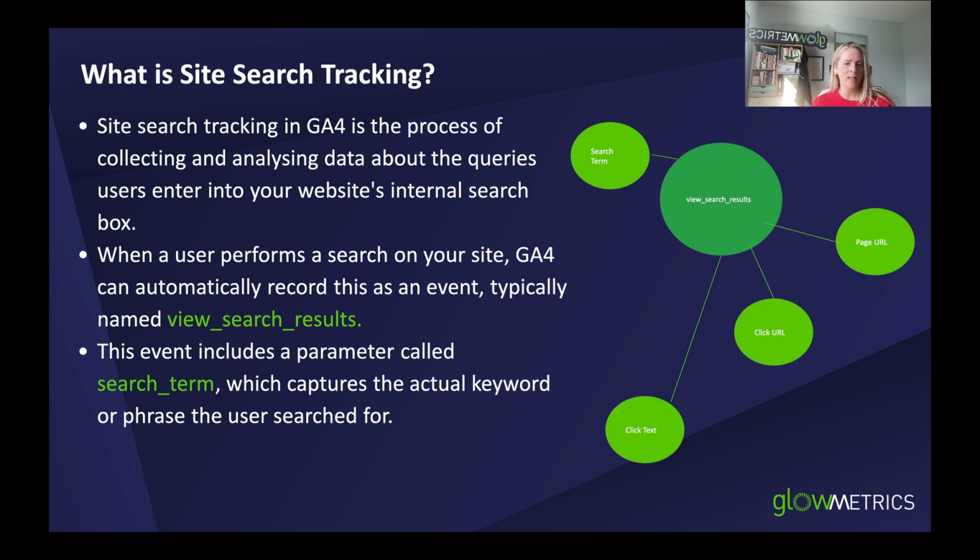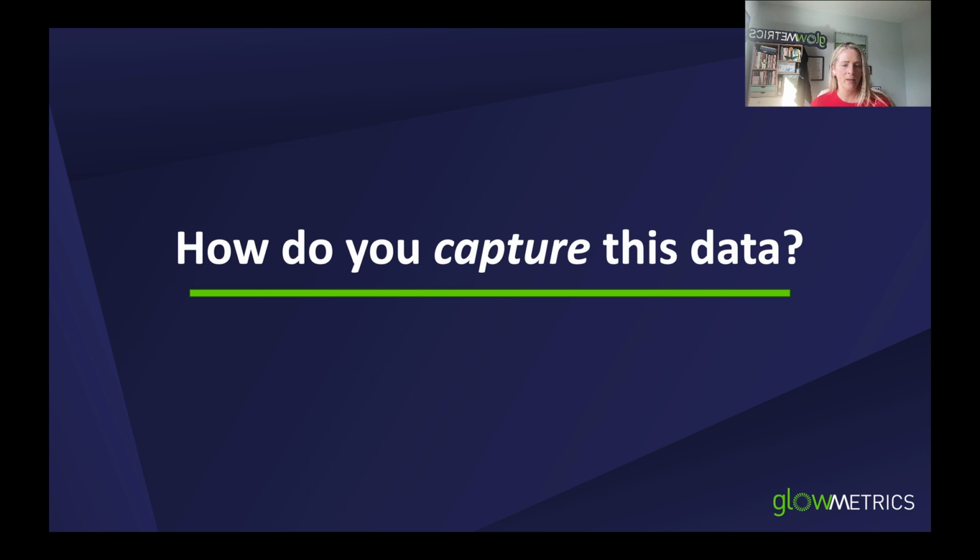So if we are tracking that someone has performed a search on the site, stitched to that, we can also track the keyword that they've typed in. So that's where we have our parameter for search term. So the parameter is search_term, our event is called view_search_results. Okay, and the two things stitched together will allow us to see what people are searching for.